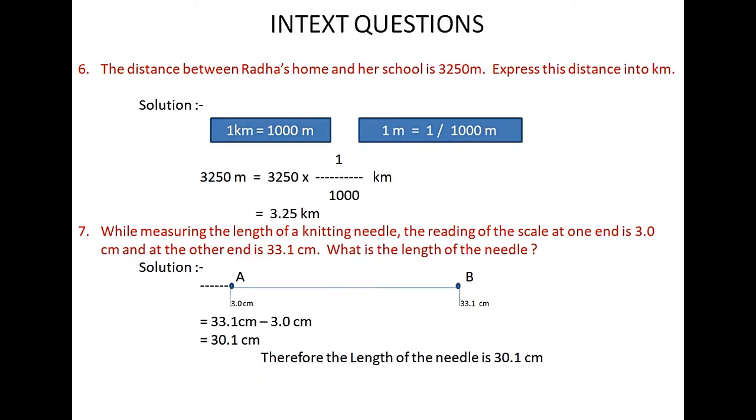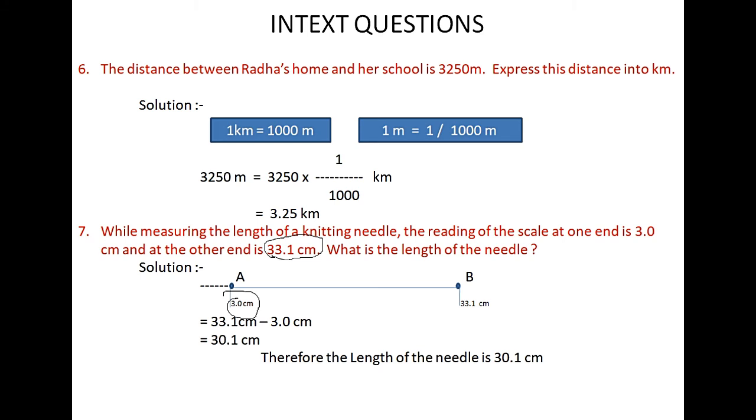Now we move on to question number 7. While measuring the length of a knitting needle, the reading of the scale at one end is 3.0 centimeter and at the other end is 33.1 centimeter. What is the length of the needle? Let us consider the knitting needle as AB. They are taking the reading from 3 centimeter, not from 0.